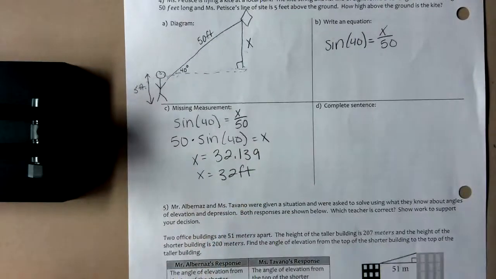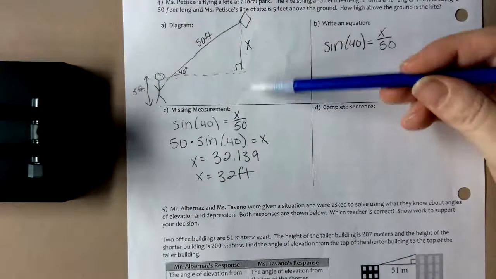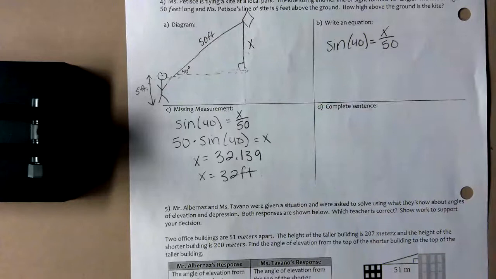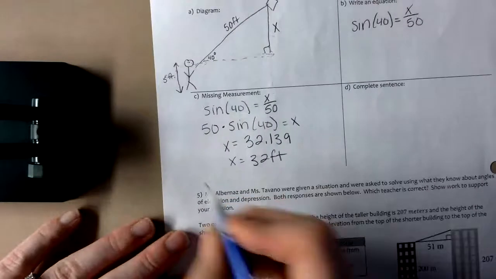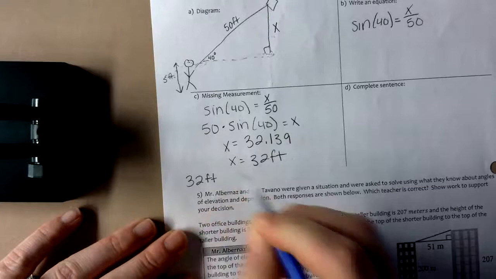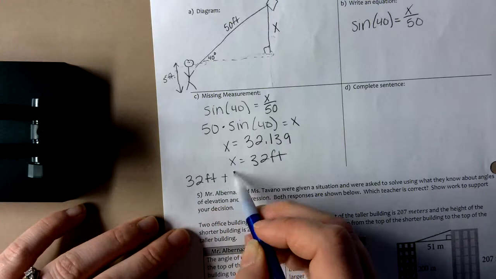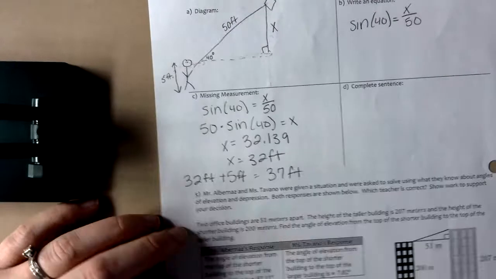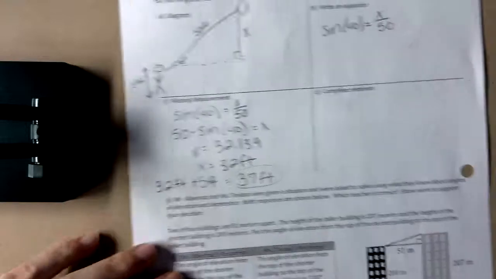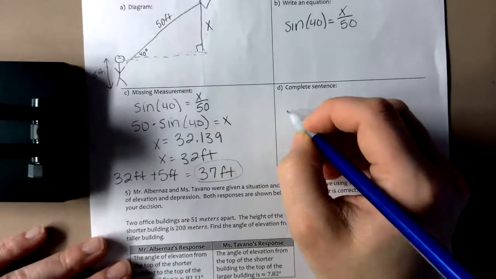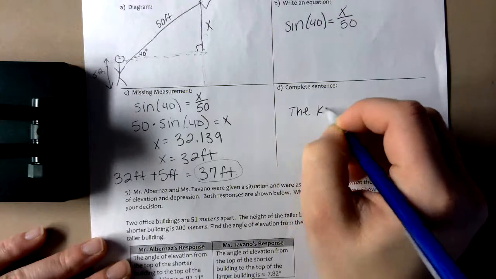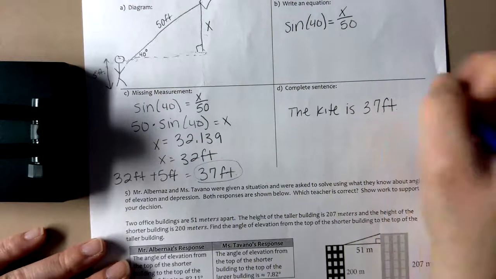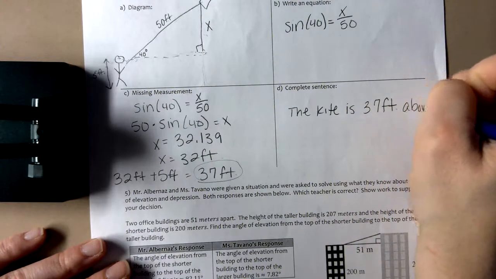Now you're not done yet, because it says how high off the ground, so you've got to find this whole thing. So if her line of sight is 5 feet above the ground, you're going to do your 32 feet, and then you're going to add 5 feet, so you would get 37 feet. So this is your final answer. So when you write your sentence, you're going to say the kite is 37 feet above the ground.